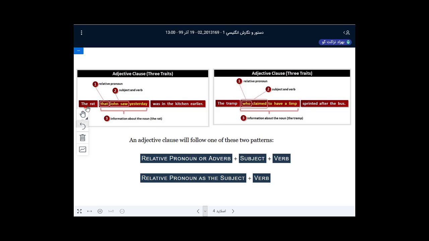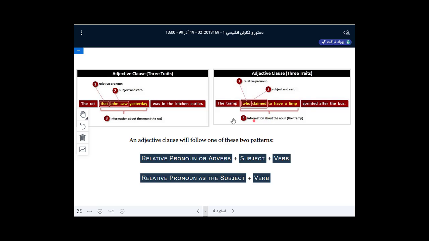As you see here, the rat that John saw yesterday was in the kitchen. There is a noun marker, rat, and the rat was in the kitchen. This is our main clause. But we see another clause has been embedded into this main clause: that John saw yesterday. That is a connector, John is the subject, then saw is the verb. So we have the subject and verb, we have the relative pronoun, and we see that it gives information about the rat, the animal which John saw yesterday.